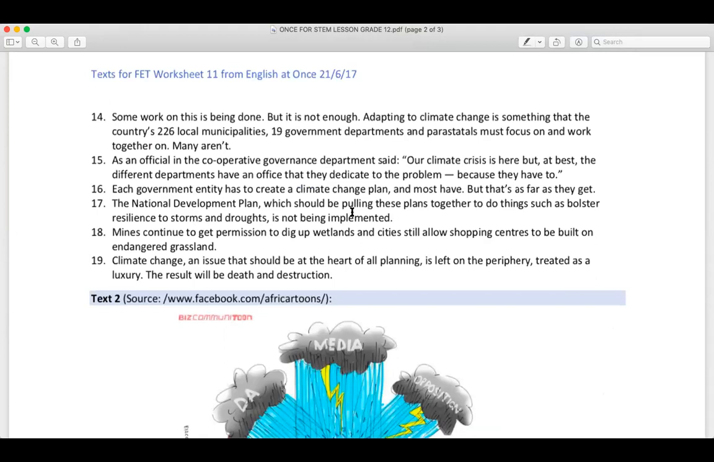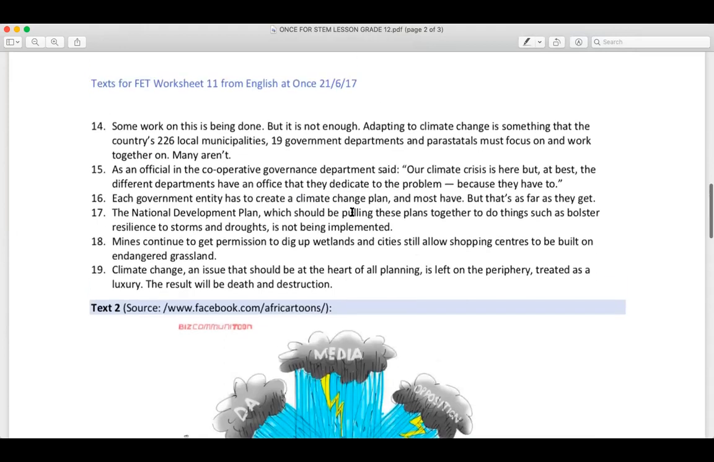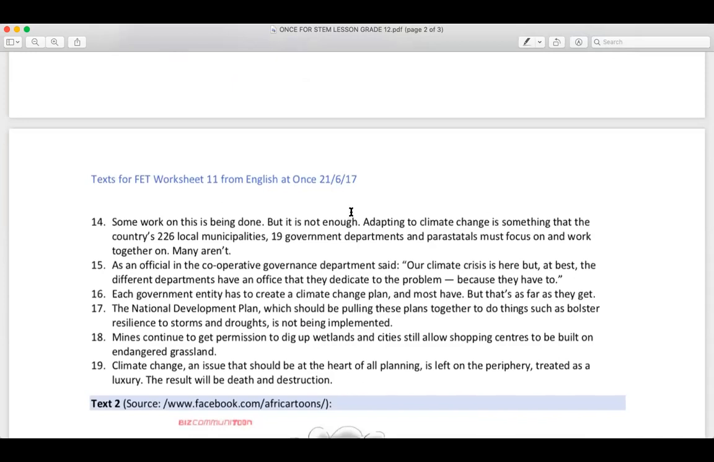Some work on this is being done, but it's not enough. Adapting to climate change is something that the country's 226 local municipalities, 19 government departments, and parastatals must focus on and work together on. Many aren't. As an official in the Cooperative Governance Department said, our climate crisis is here, but at best, the different departments have an office that they dedicate to the problem, because they have to.